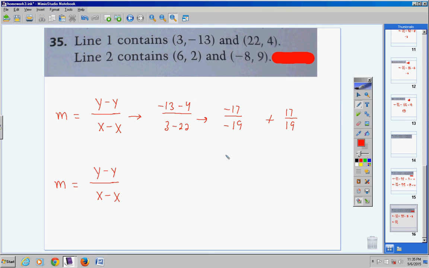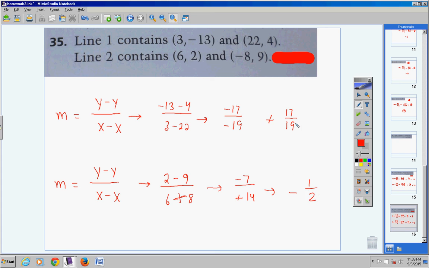And here we go. Y minus y, my two y's are 2 and 9. So 2 minus 9. My x's are 6 and -8. So 6 minus a -8. And that would give me 2 minus 9 is -7. 6 minus a -8, 6 plus 8, that's positive 14. A negative over a positive is negative. And 7/14 reduces to 1/2.